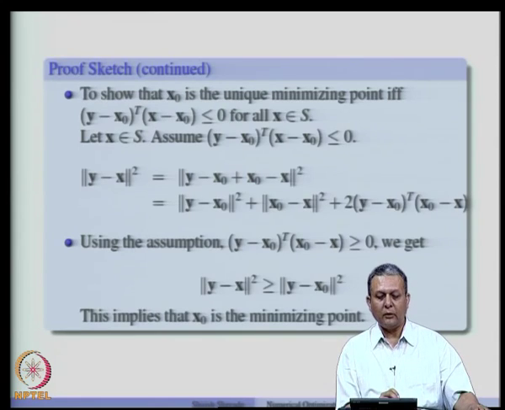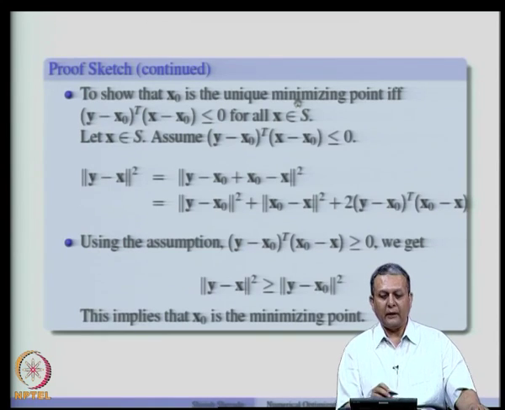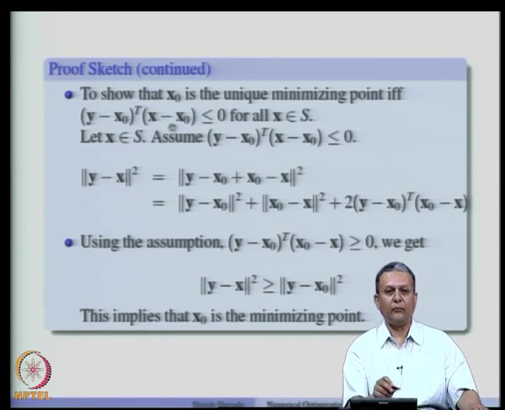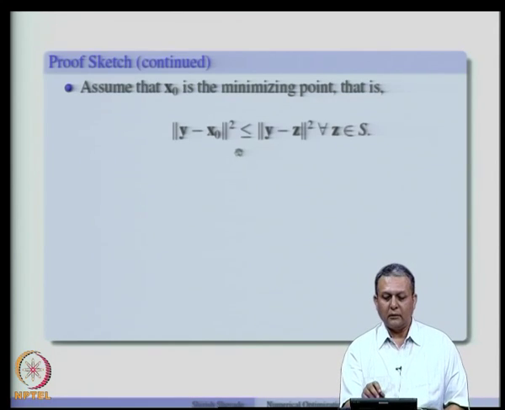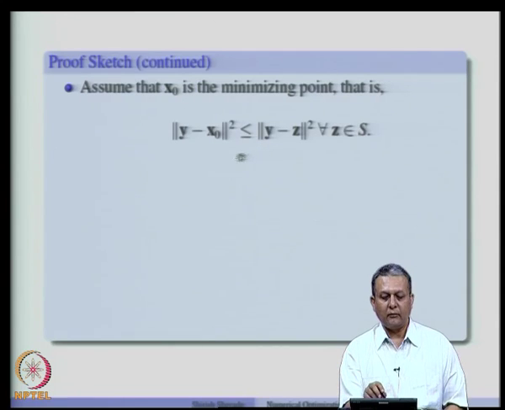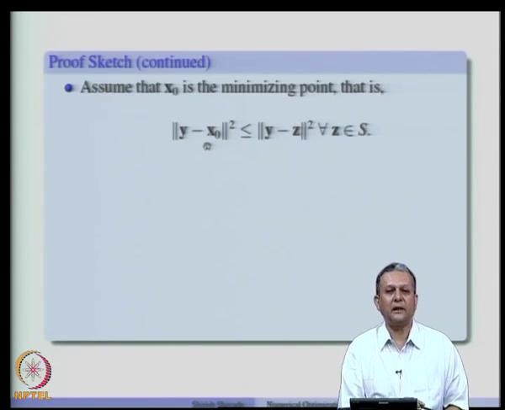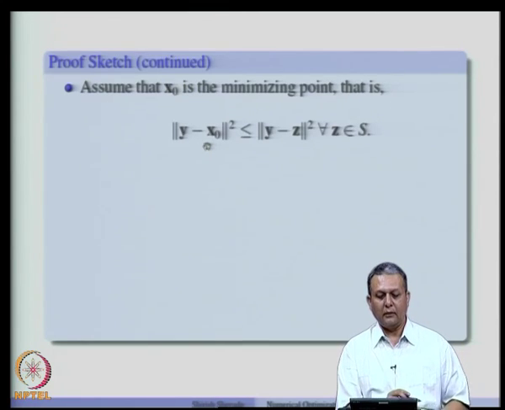Okay. Now, we prove the other way. So, now we assume that x0 is the unique minimizing point and show that this condition holds. Now, x0 is the unique minimizing point from y, which means that the norm of y minus x naught squared is less than or equal to the norm of y minus z squared for all z belonging to S, because x0 is the closest point in the set S from y.